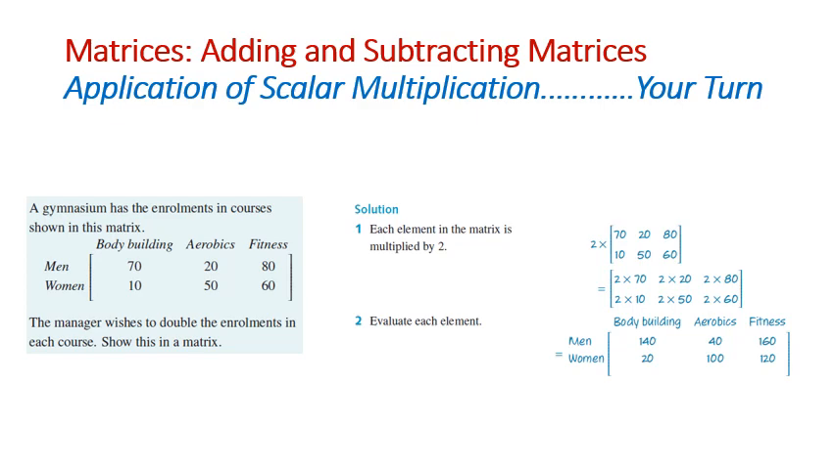So 2 times 70 for the first one becomes 140. And we present it with the titles along the top for the columns and a title down the left-hand side for the rows. So that's, I guess, more of a practical application, or worded practical application, where we might use a scalar multiplication.